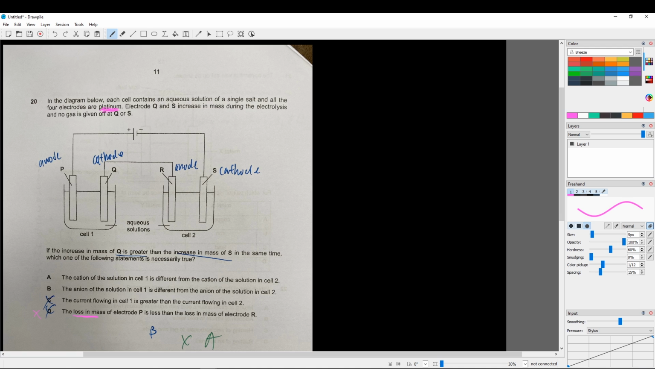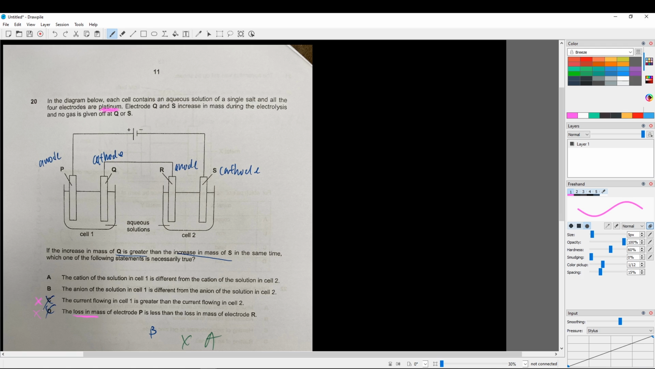Okay. Next, C. The current flow in cell 1 is greater than cell 2. Both cell 1 and cell 2 connect to the same battery, so the amount of current both receive should be the same. Therefore, C is also out. So C and D are both out, and we're only left with A and B.